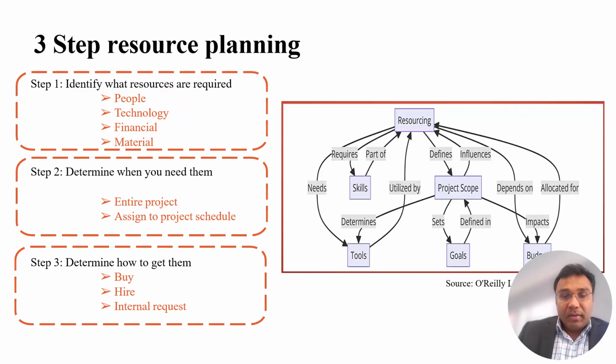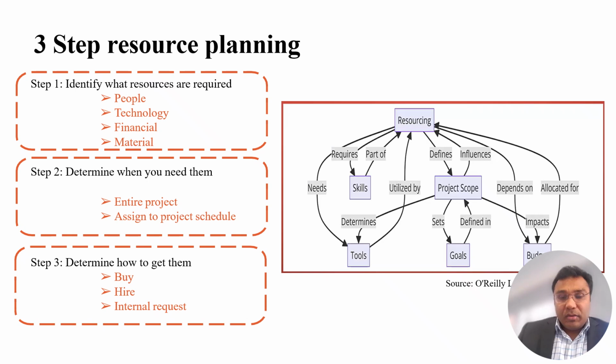Step one is identifying the resources required, which are your people, technology, materials and consumables, and financial aspects. The next step is timing their usage according to the project, which means determining when you need them, considering the entire project schedule. And the third step is your plan: whether you're going to hire, purchase, or request internally. There are different ways of looking at how you can get the resources. That's why you plan the acquisition.